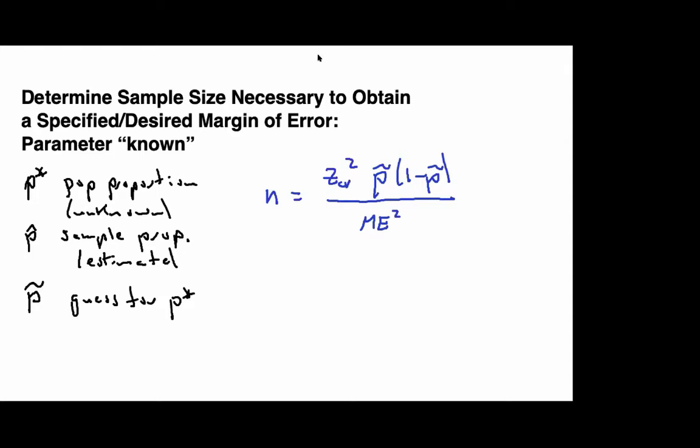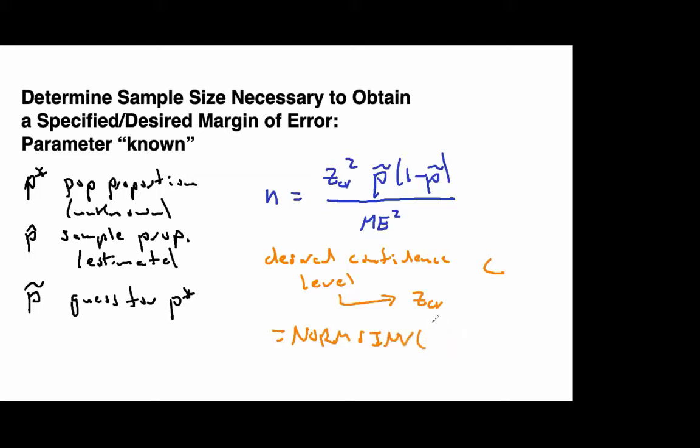So one of the important things to note that we need is that there's a desired confidence level. That desired confidence level C, this is going to lead us to the Z sub CV value. That confidence level gives us what the critical value is. Okay, the easiest way to get that is just using norm S inv of one minus C over 2.